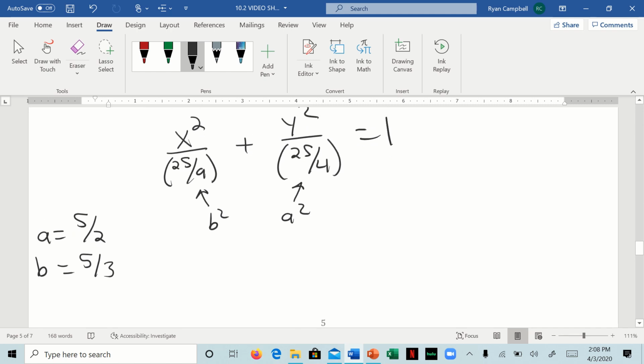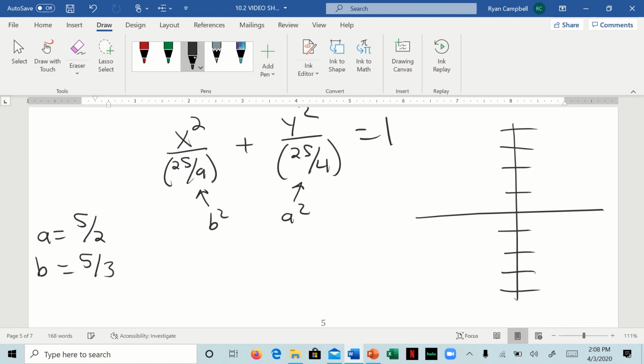So if we graph this, right, we see that a is under the y, so we're going to go up 5 halves, or 2.5. So 2.5, 2.5, right? And then on the x-axis, we're going to go 5/3. So it's just shy of 2. So this is a vertical ellipse.